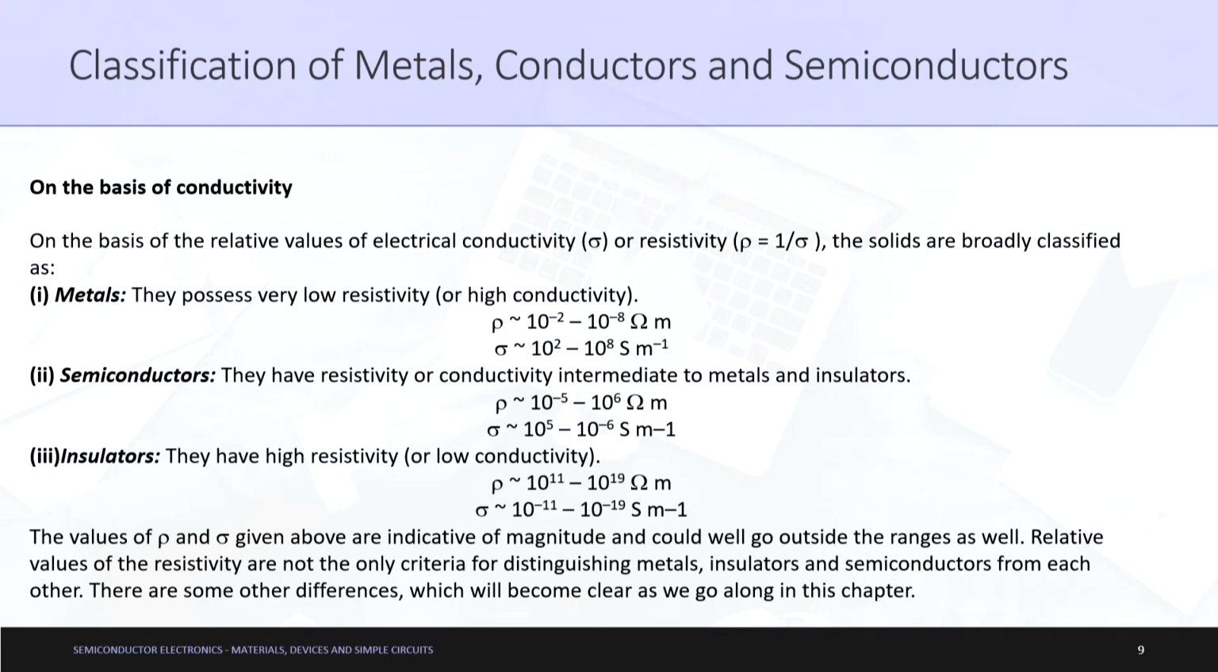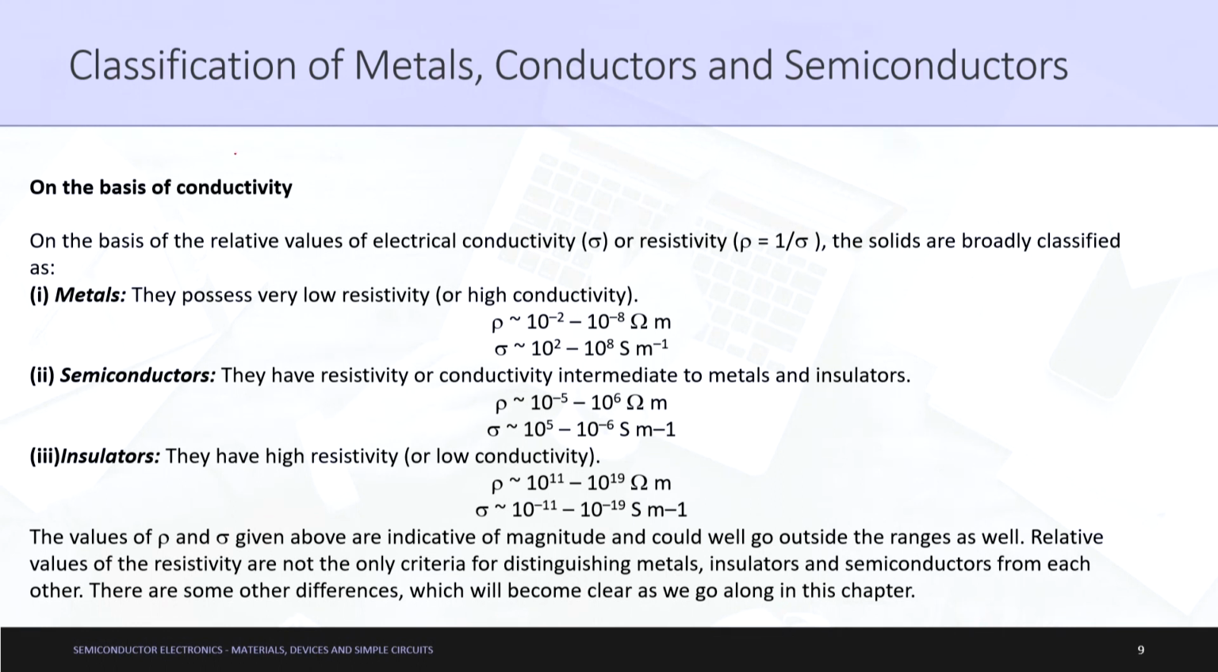The values of rho and sigma given above are indicative of magnitude and could go well outside the ranges as well. So, this is just information. Relative values of the resistivity are not the only criteria for distinguishing metals, insulators and semiconductors from each other. There are some other differences which will become clear as you go along with this chapter.